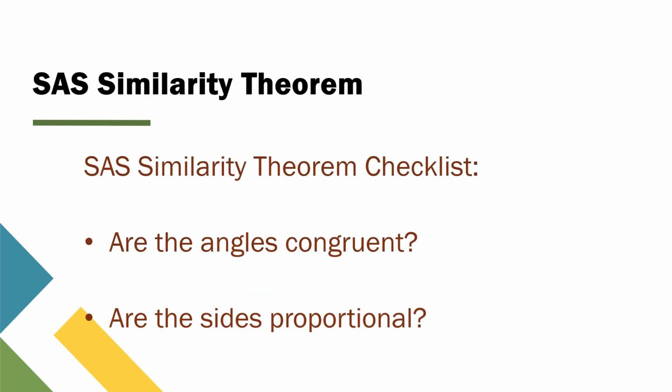The side-angle-side similarity theorem is actually a little bit easier, in my opinion, to use than the side-side-side similarity theorem. So the first thing that you have to check for the side-angle-side similarity checklist is, are the angles congruent? And here congruent just means equal.